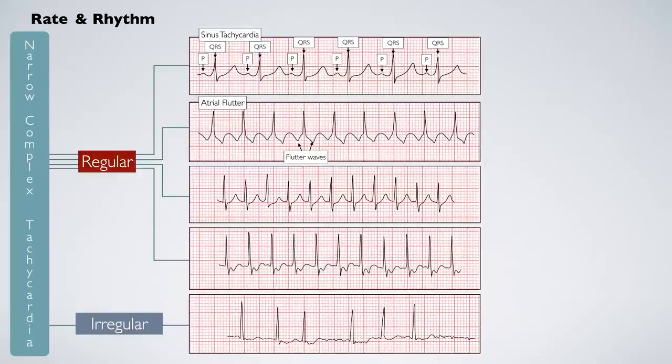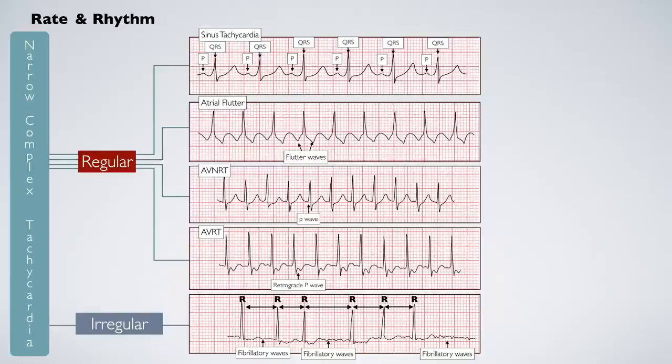If the rhythm is regular, but you are unable to identify any P waves, it is likely that they are buried within the QRS complex, and is a presentation of an atrioventricular nodal reentrant tachycardia. If the rhythm is regular, but you can see the P waves occurring after the QRS complex, these are known as retrograde P waves. This indicates an atrioventricular reentrant tachycardia. Finally, if the rhythm is irregularly irregular and there are no P waves present, but instead you can see fibrillatory waves, this is atrial fibrillation.